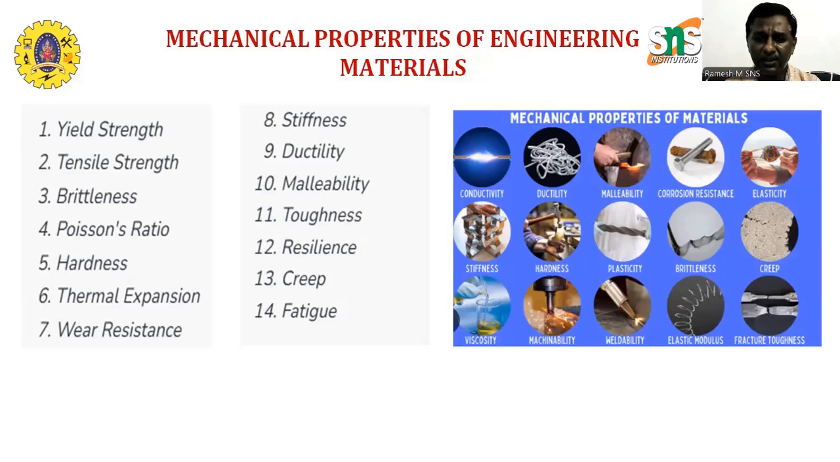The next property is called torsional strength. Torsional strength is the ability of the material to withstand twisting loads. It is essential in parts like shafts, gears, and couplings. Materials must be selected based on their torsional properties to avoid rotational failure.